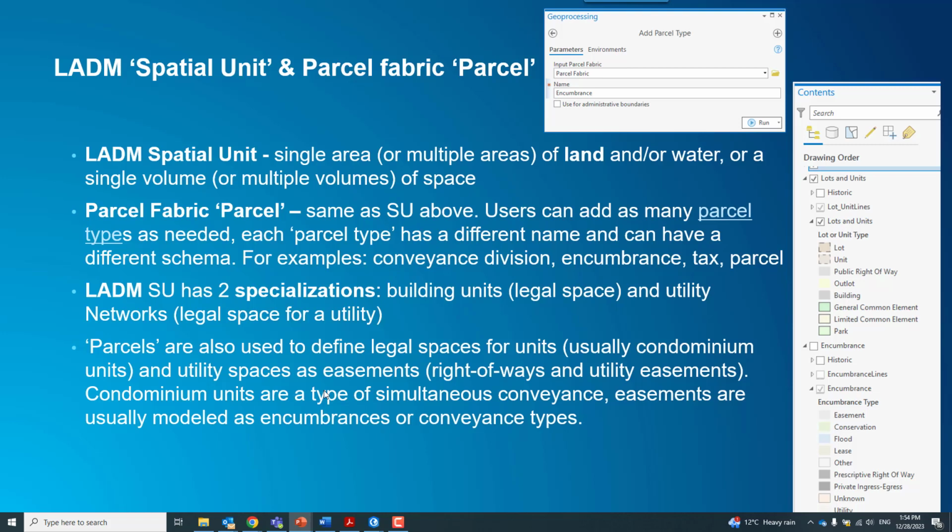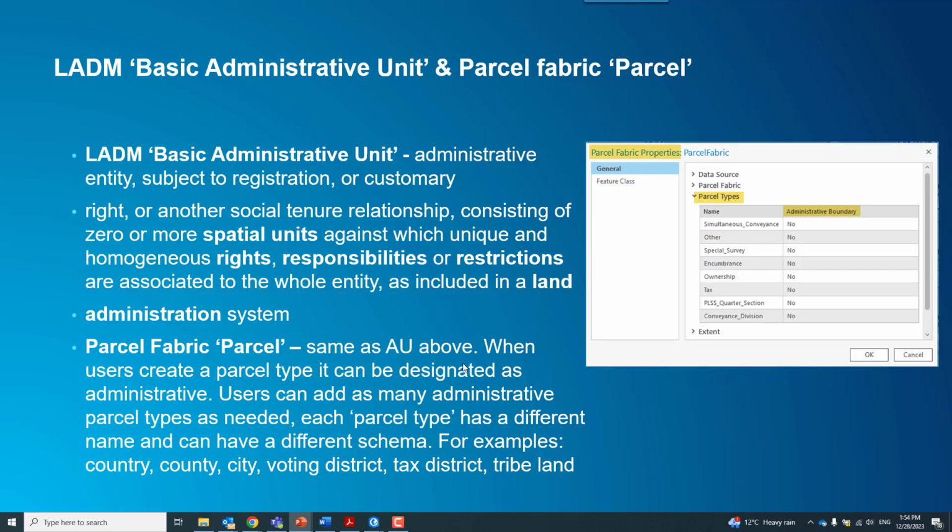So a parcel can be used for many different things, and here you can see a screenshot from what we call the government information model. You can see under lots and units, there's a unit for condominiums, but there's also a lot. And here you can see the encumbrances, which are easements, and you can see there's a flood easement, and just general easement and conservation, and so on. So there are different types of easements. So a parcel and a spatial unit or admin unit are the same.